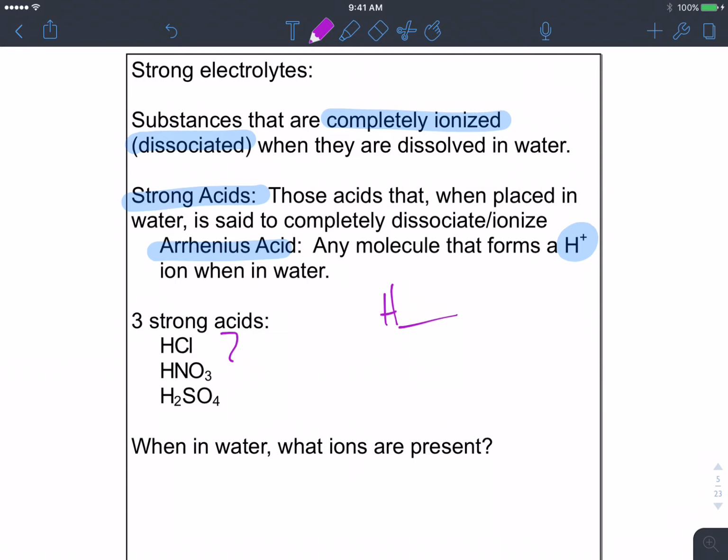So earlier in the year, I asked you to memorize some strong acids. There was a fourth one, H3PO4. We're not going to concern ourselves with him too much. He's a little odd because he's what we call triprotic, meaning it has 3 hydrogens. So we're not going to deal with him.